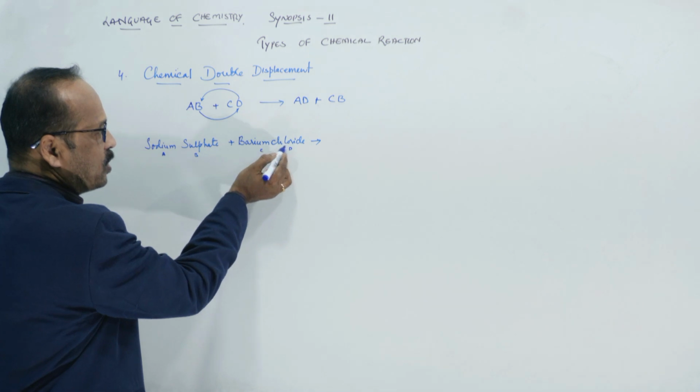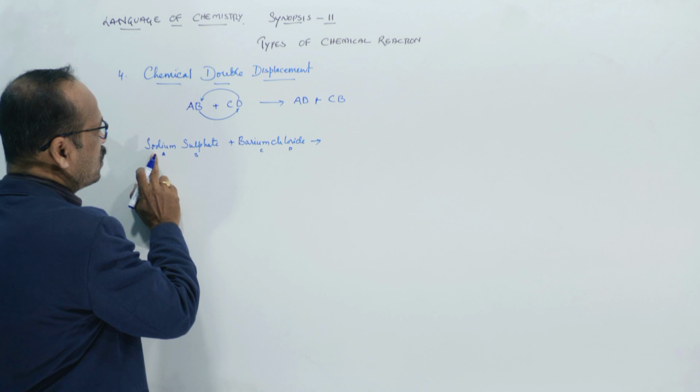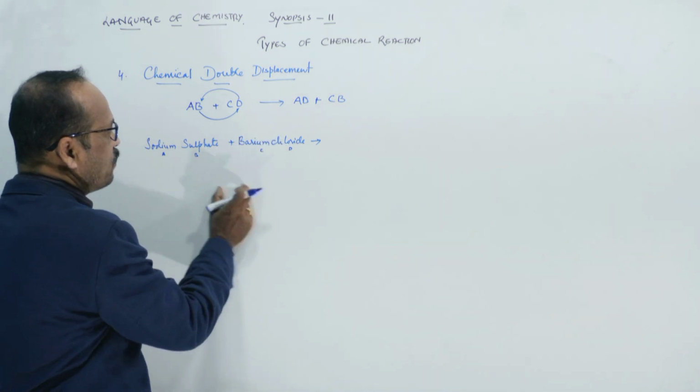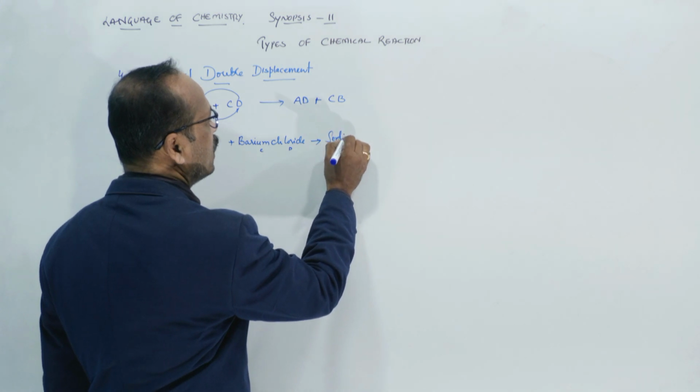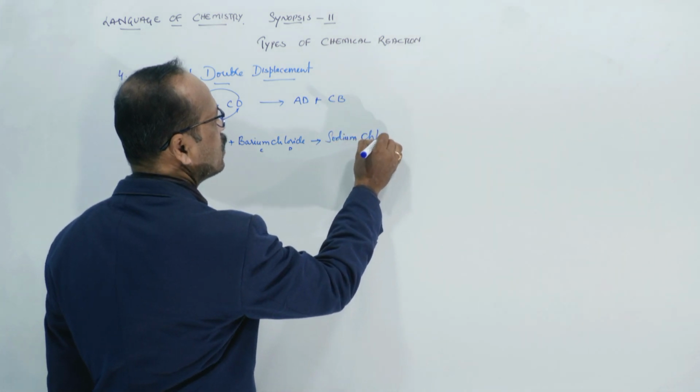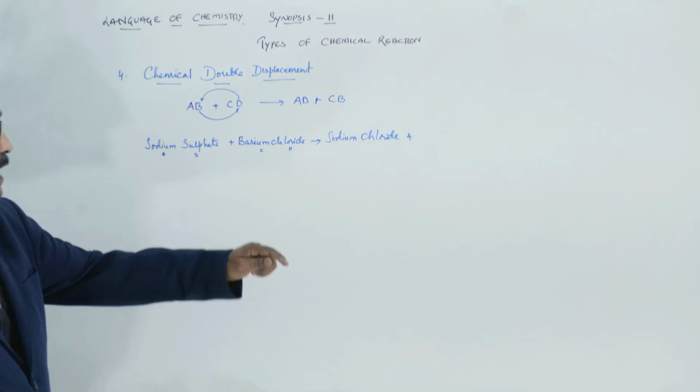So now D is what? Chloride. Chloride comes in the place of B. So now it becomes what? Sodium, and the sulfate is going, chloride is coming. So product is what? Sodium chloride. What is the product here? Sodium chloride. Now here what is the next product?